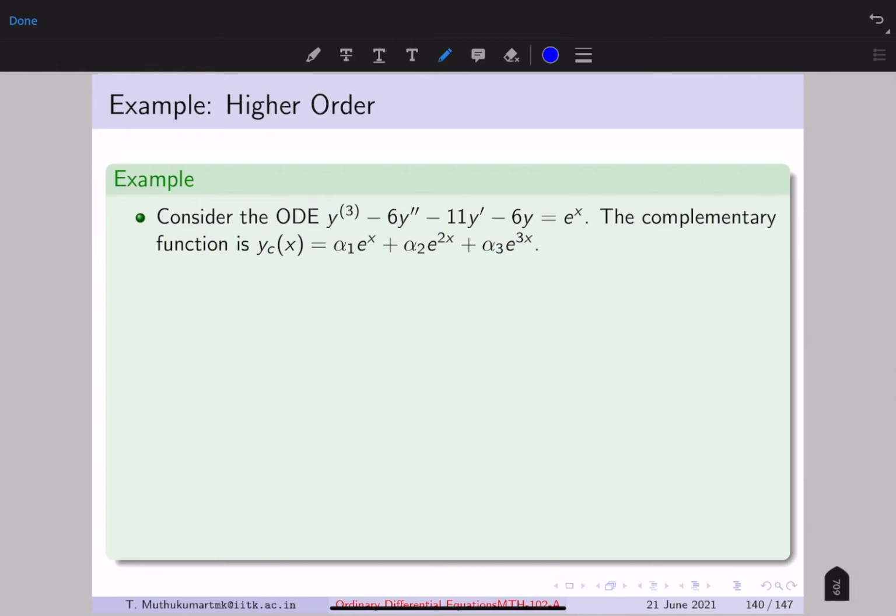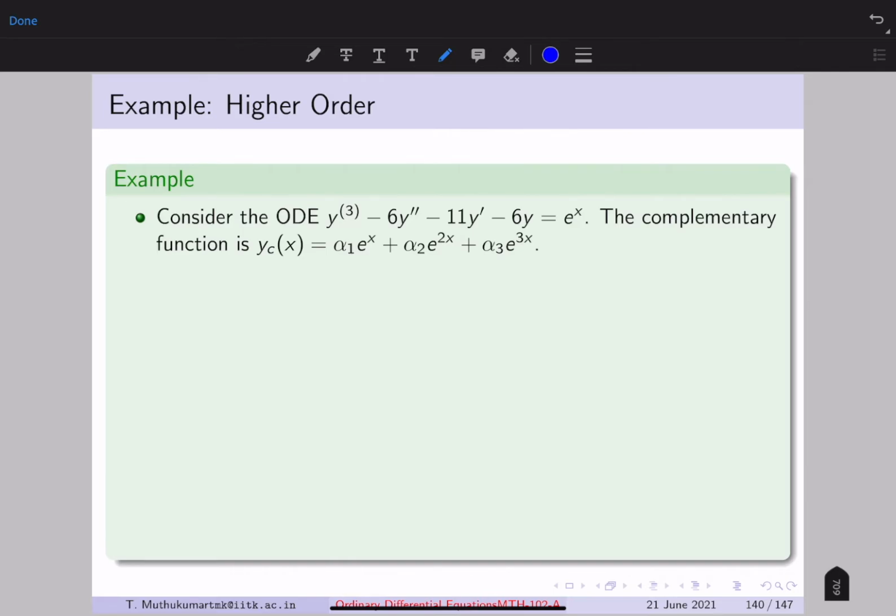Another example, in this case it's a third order constant coefficient ODE. So you see this is again of the form f(x) equal to e power x, which we can probably do using the method of undetermined coefficients. So you can try doing that. Only as an example, I am showing it via the method of variation of parameters.